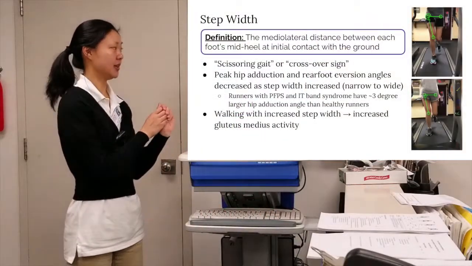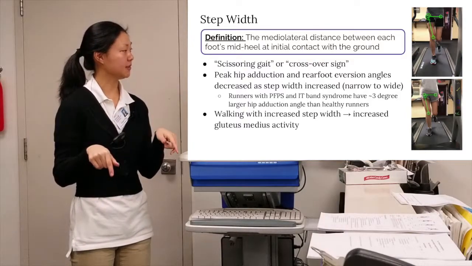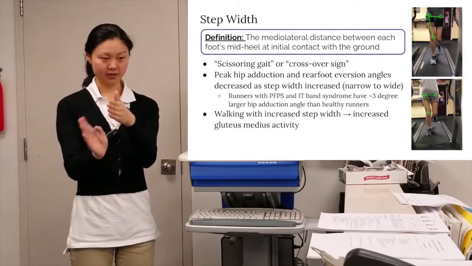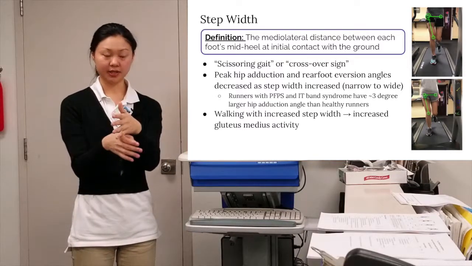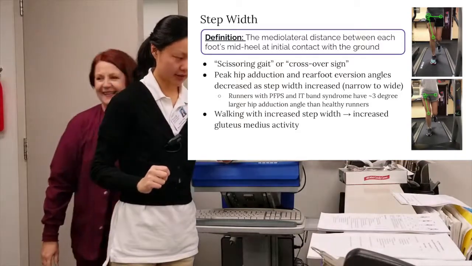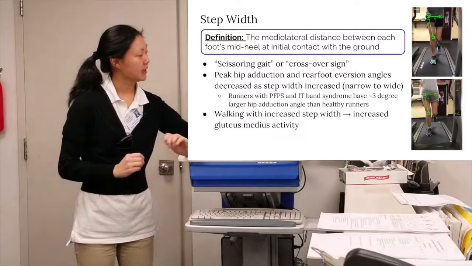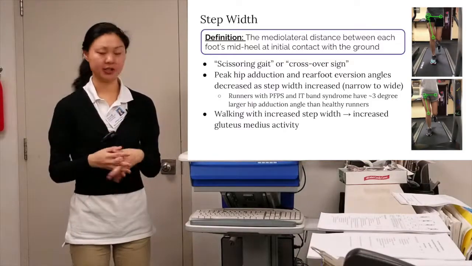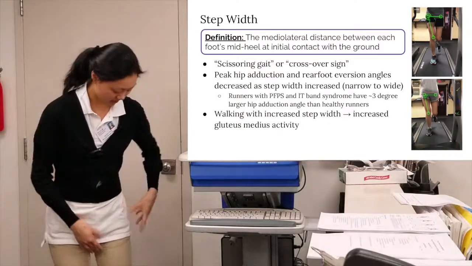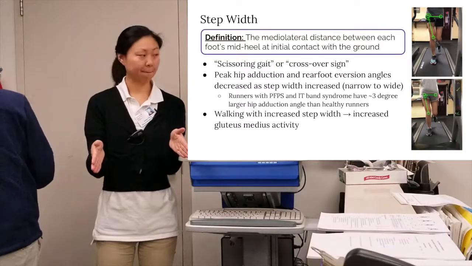Step width is the medial to lateral distance between each of the mid-heel at initial contact. So you don't want your right and your left leg crossing. That would be like scissoring gait or the crossover sign. And they also found that in runners, their peak hip adduction and rear foot eversion angles actually decreased. So the amount of angle here decreased when they tried to increase their step width from narrow to a more wide step width.